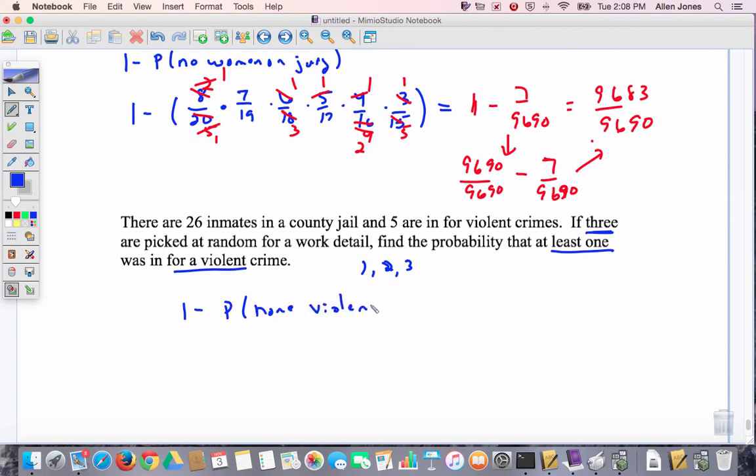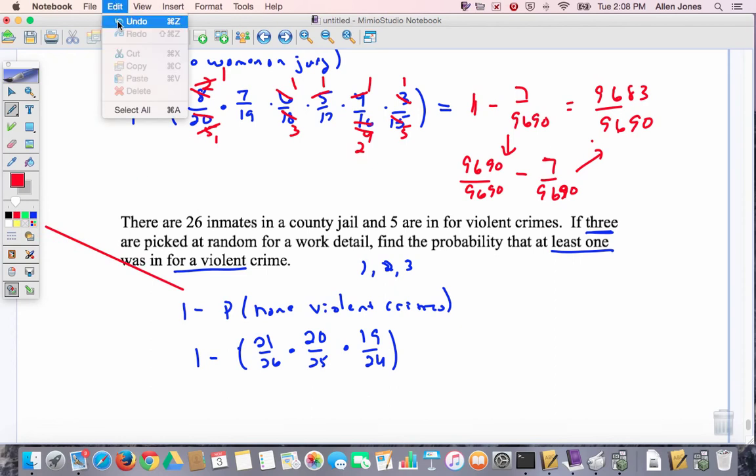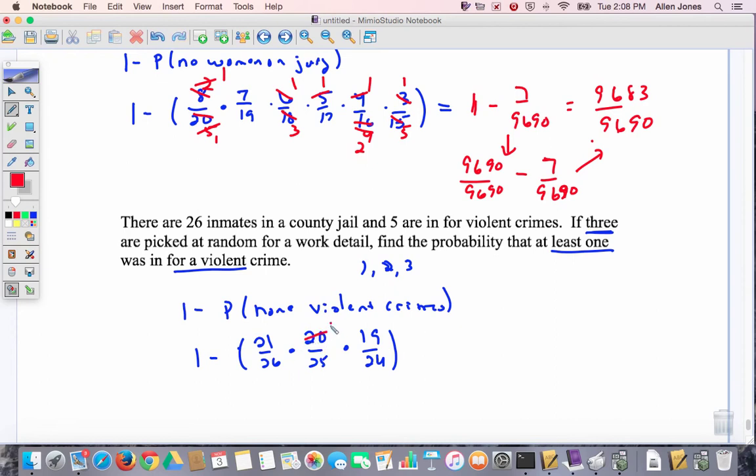So we're going to do 1 minus the probability. So at least 1 was in for a violent crime, so the opposite statement there is none for violent crimes. Okay, so 1 minus the probability. First one not being in for a violent crime is 21 out of 26. Second one, we're not going to select the same inmate twice, so it's 20 out of 25. And our third one not being in for a violent crime is going to be 19 out of 24.